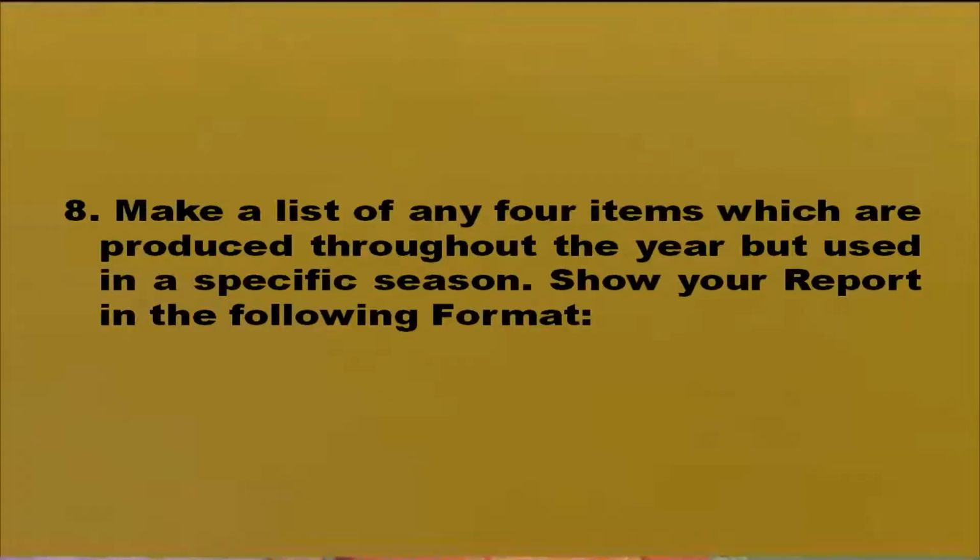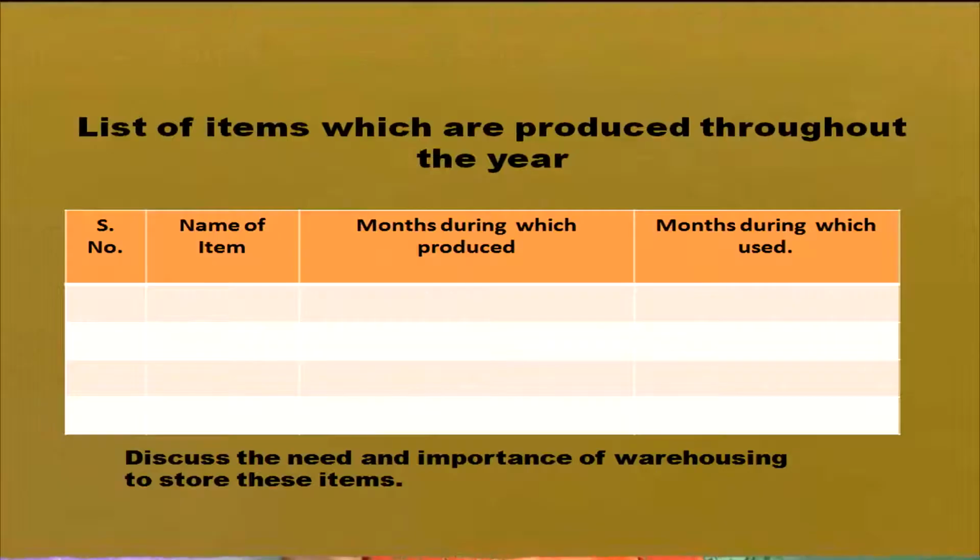Another report. Make a list of any 4 items which are produced throughout the year but used in a specific season and show your report in the following format. Serial number, name of item, months during which it is produced, months during which it is used. Some items will not be used throughout, like winter clothes, umbrella, ice cream, etc. You have to identify these manufacturers and then make a report relating to this.